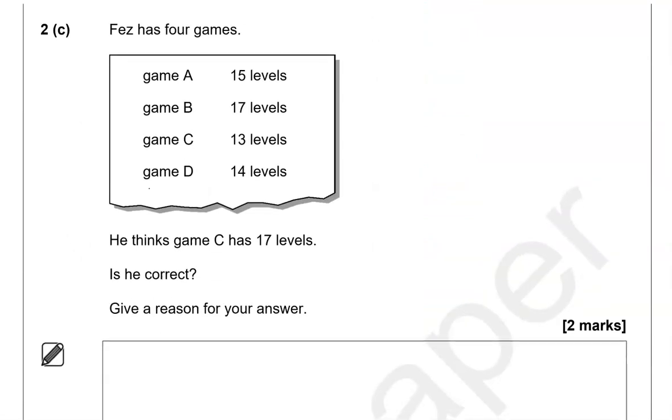Fez has 4 games. Game A, 15 levels. Game B, 17 levels. Game C, 13 levels. Game D, 14 levels. He thinks Game C has 17 levels. Is he correct? Give a reason for your answer. So let's go to Game C. That is 13 levels. So we're going to say no. It has 13 levels. So he's not correct.